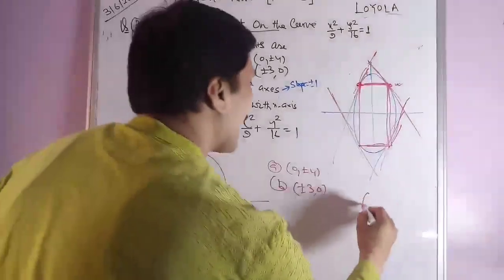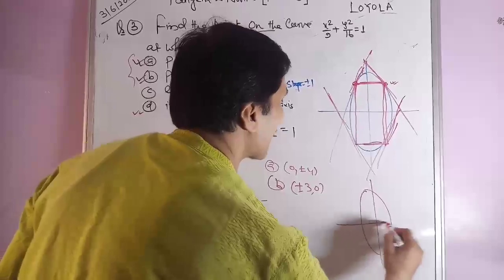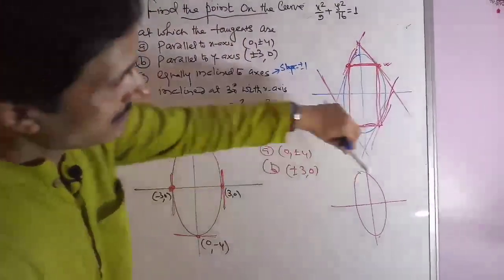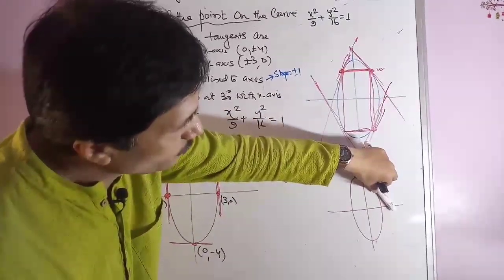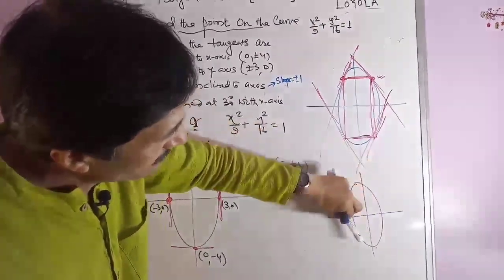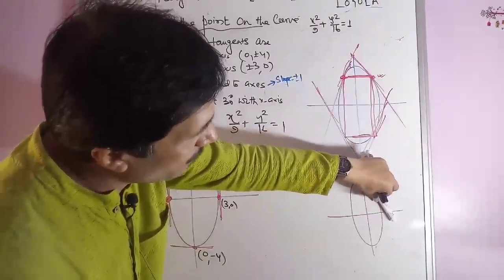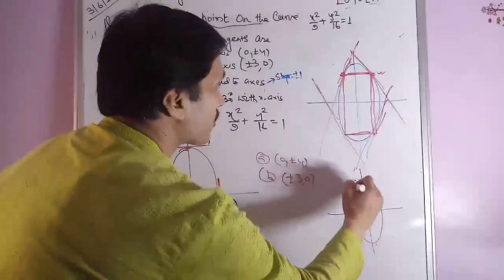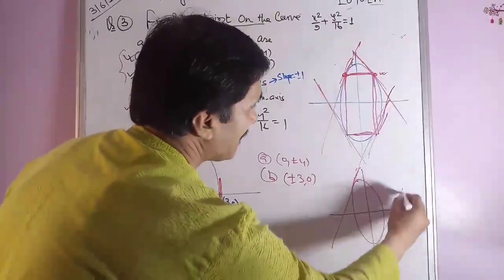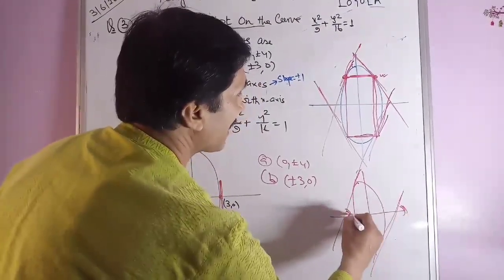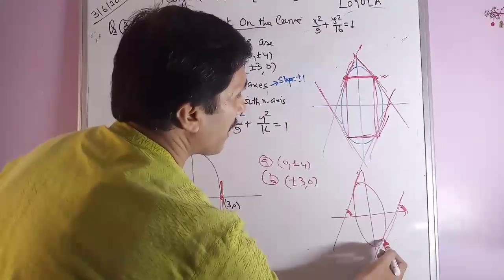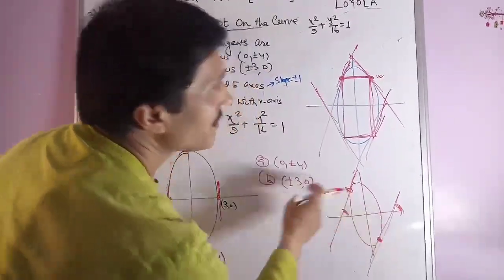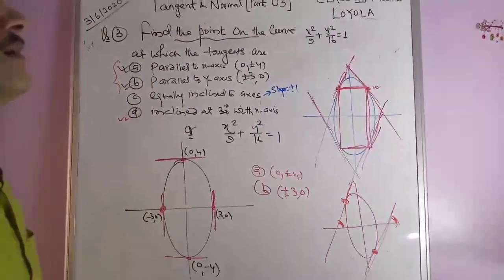Fourth, inclined at 30 degree with x-axis. Obviously, the slope of this tangent will be negative, because inclination is obtuse angle. Clearly, only two cases possible here, like this and this. Inclination is acute angle. So, number of required points here will be only 2 points, that is this and this. That's it.